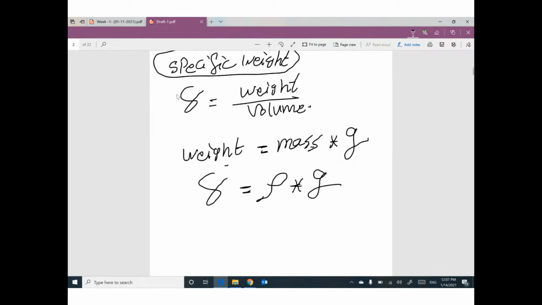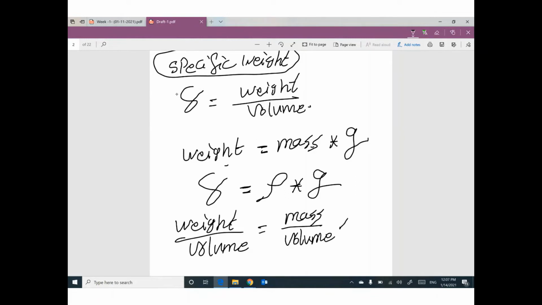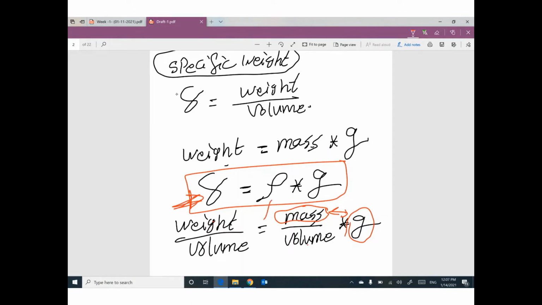Why? Because with gamma equal weight divide volume, rho equal mass divide volume times G. If you multiply mass by G, you can get weight. So weight divide volume equal weight divide volume. So the relationship between specific weight and density, gamma equal rho times G.